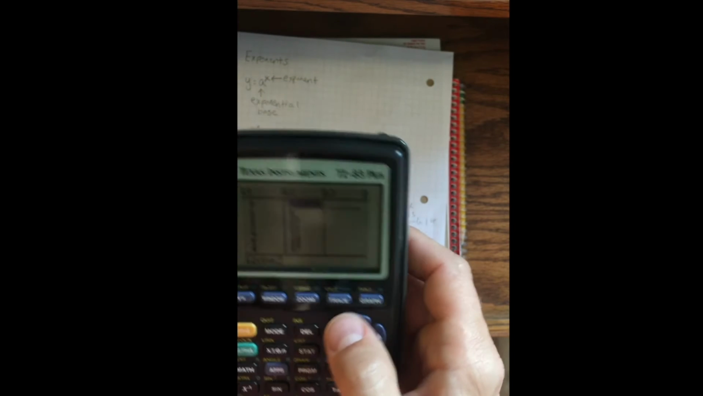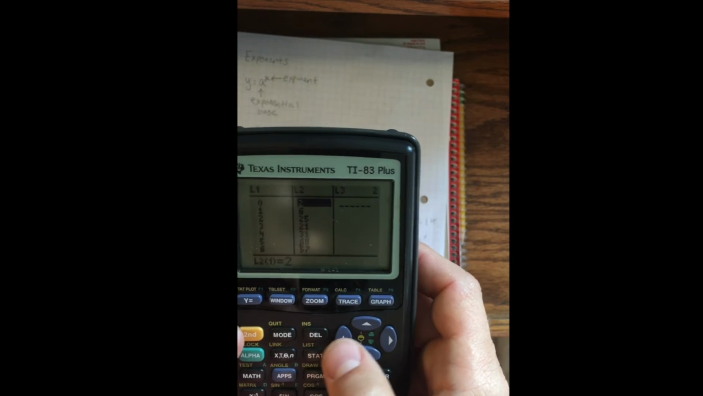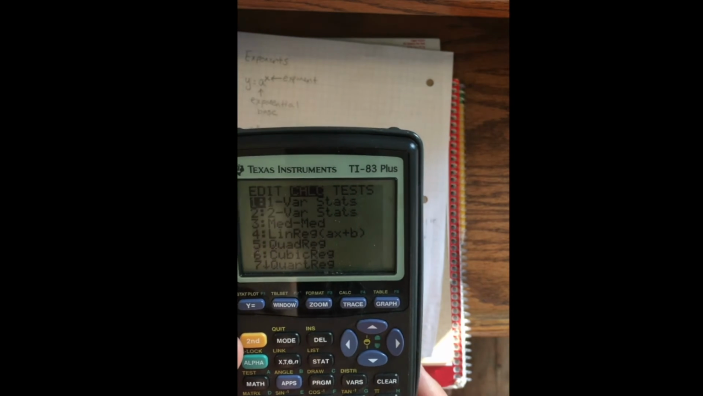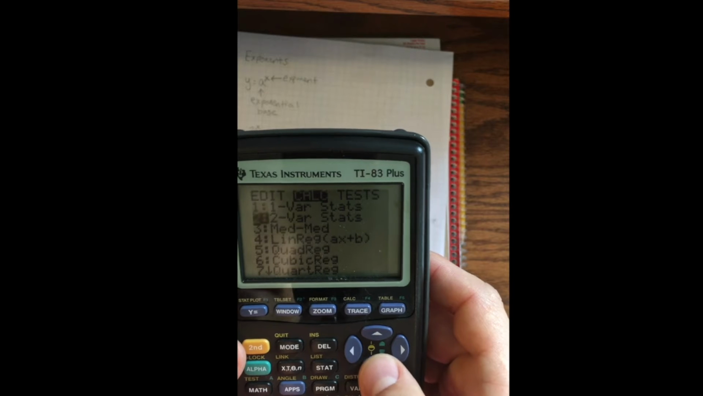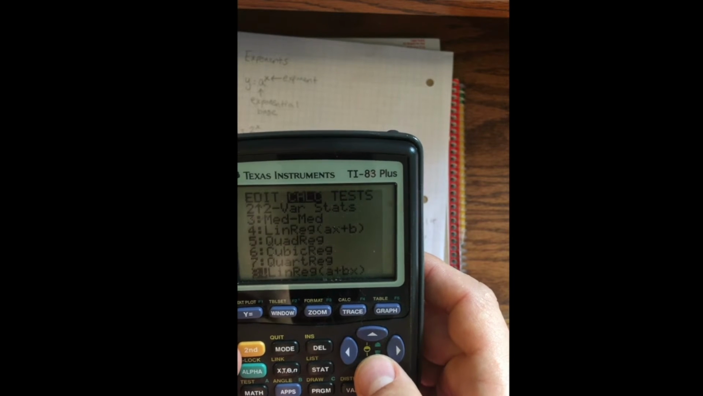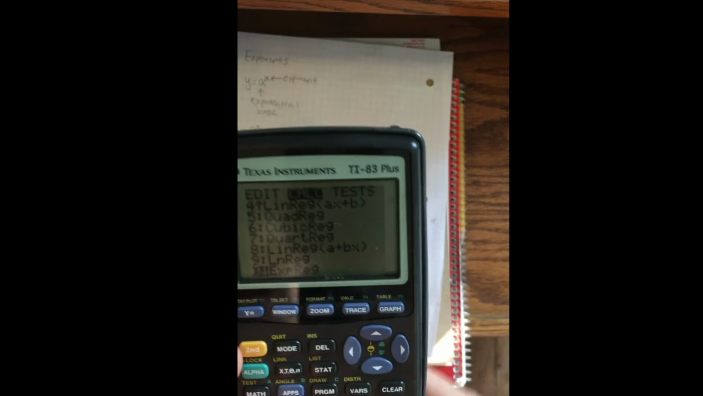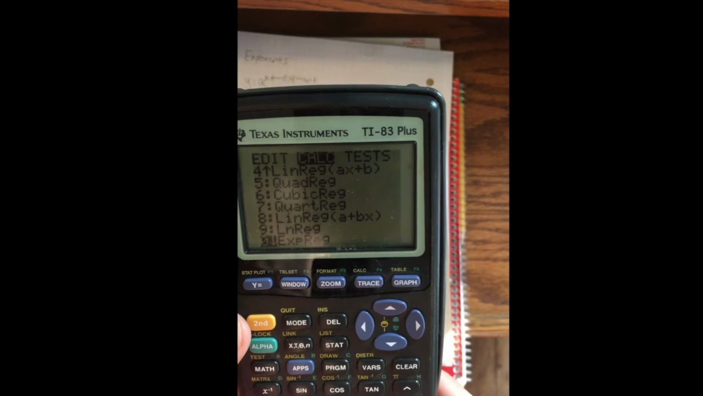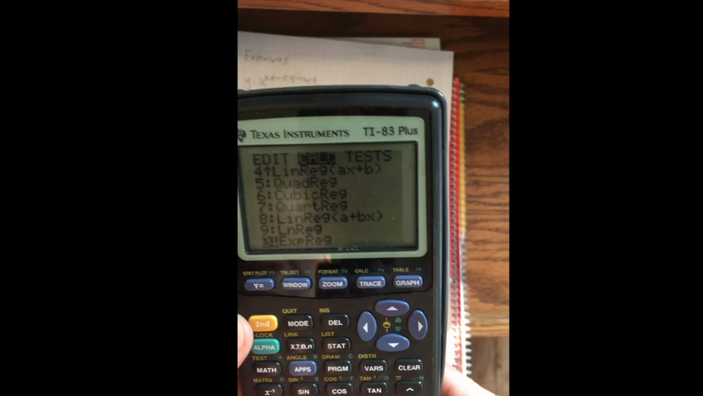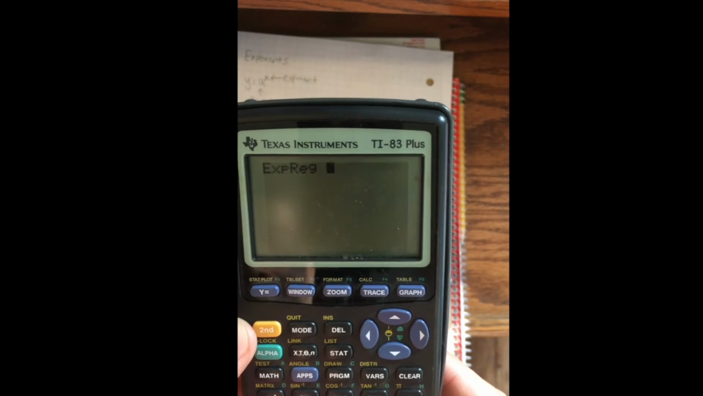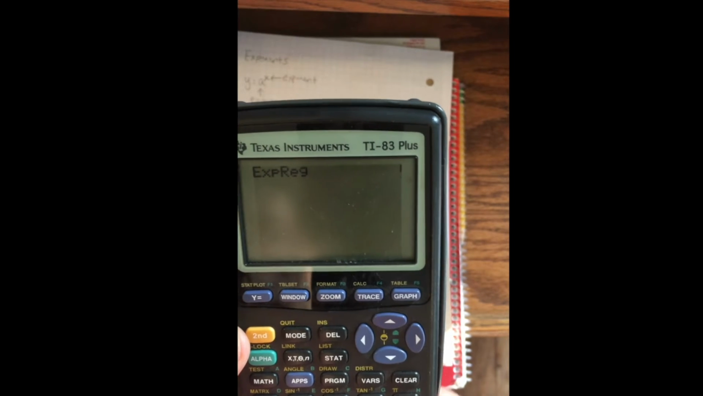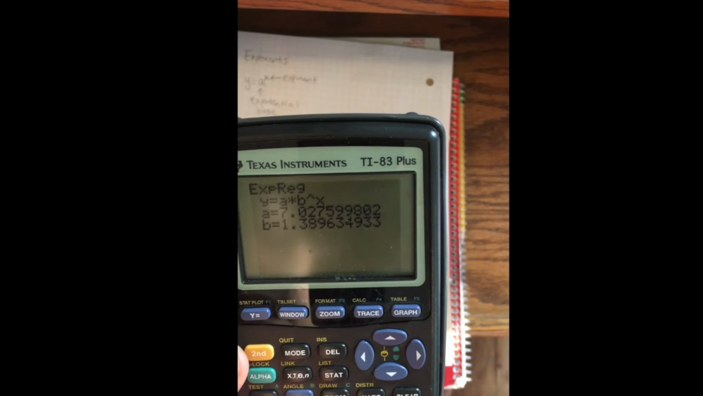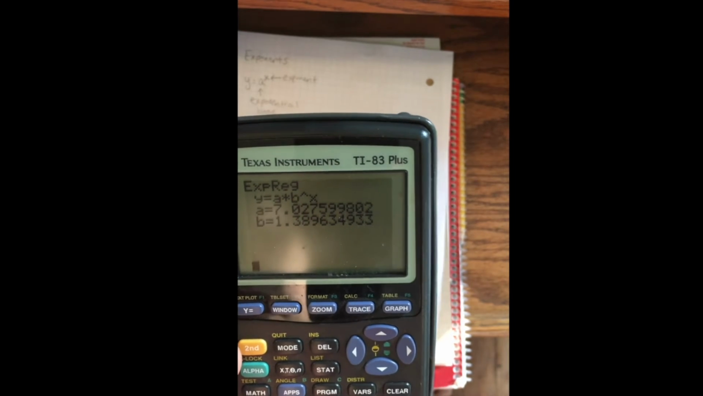Okay, then we can go to Stat again, Calc, and then roll on down to exponential regression. This will basically model our data exponentially. So we do that, and there we have it.